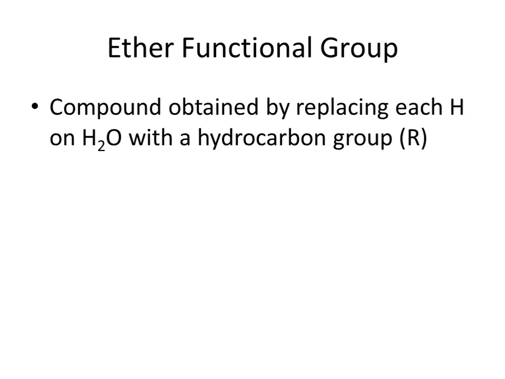The ether functional group is best visualized if you consider the water molecule, which has oxygen at its center and two hydrogens coming off of either side of the oxygen. If we were to replace each of those hydrogens with a hydrocarbon group, and it doesn't matter how long the carbon chain is, it could be 1, it could be 1,000. If you replaced each of those hydrogens with a hydrocarbon group, which we'll symbolize with the generic letter R, you would have the ether functional group.